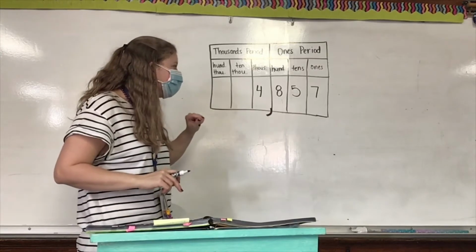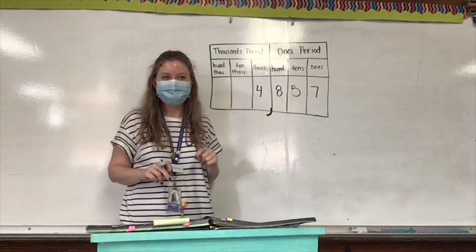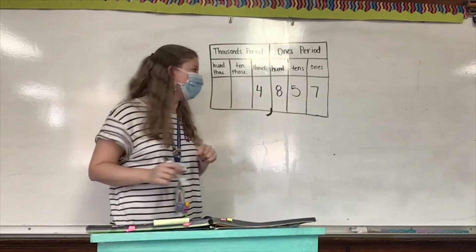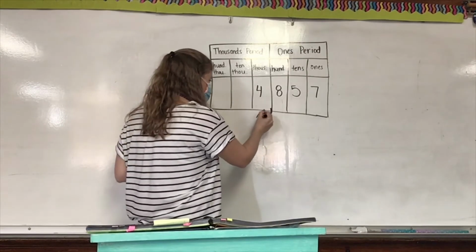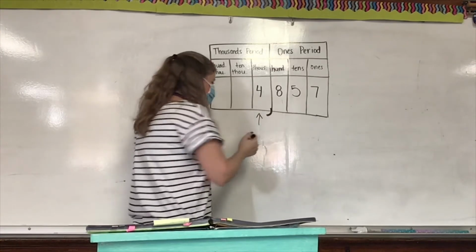So we have 4,857. Which of these digits is in the greatest place? Zadie? The 4. What place is it in? The thousands place. How much is it worth? 4,000.